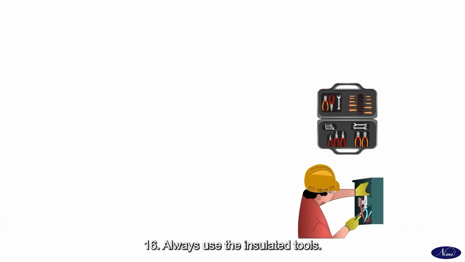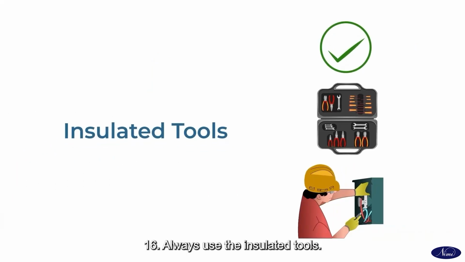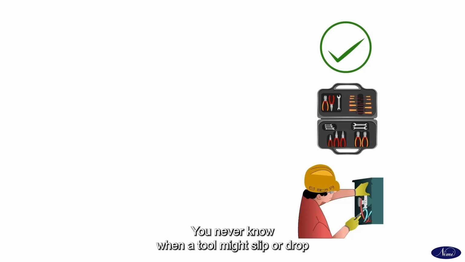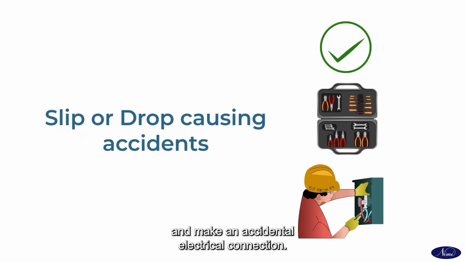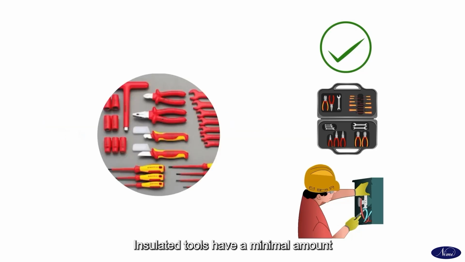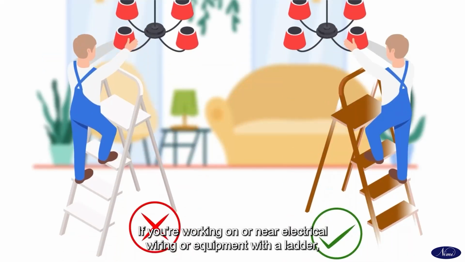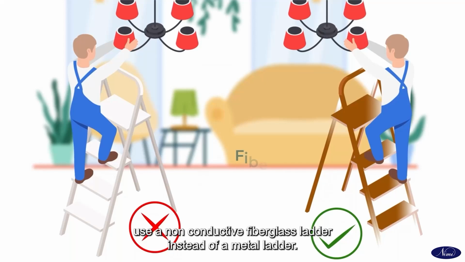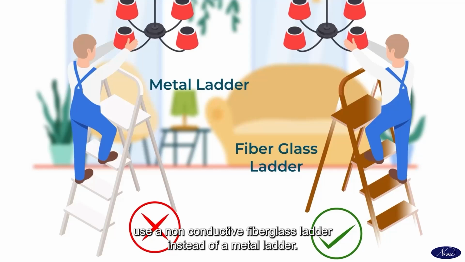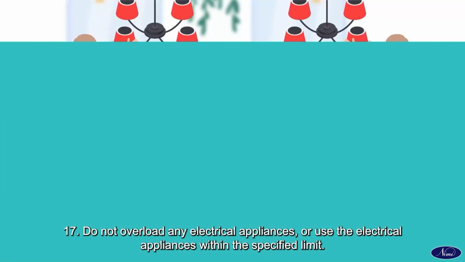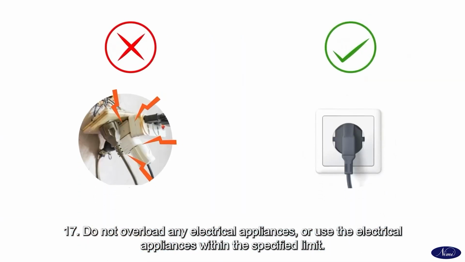16. Always use insulated tools. You never know when a tool might slip or drop and make an accidental electrical connection. Insulated tools have a minimal amount of exposed metal to prevent such catastrophes. If you're working on or near electrical wiring or equipment with a ladder, use a non-conductive fiberglass ladder instead of a metal ladder. 17. Do not overload any electrical appliances or use the electrical appliances beyond the specified limit.